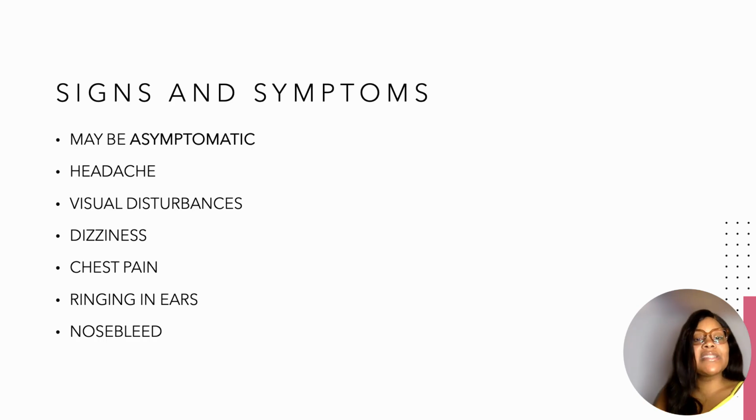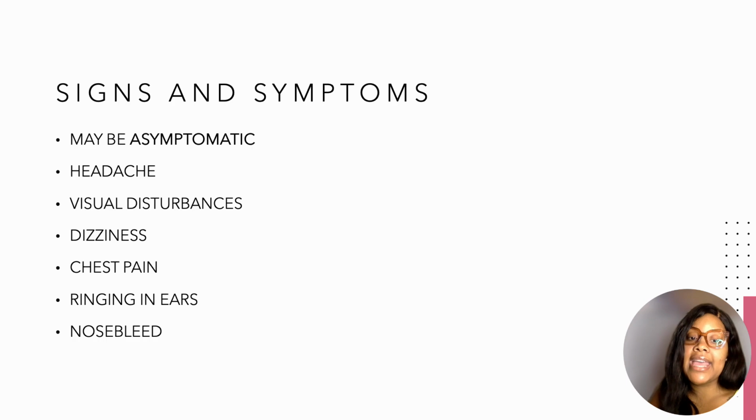All right, so what are some signs and symptoms of hypertension? The biggest thing is they call it the silent killer because it is asymptomatic. A patient can have high blood pressure for years and not know until one of the complications happens, until they have a stroke, and then they realize that they've had high blood pressure for years.